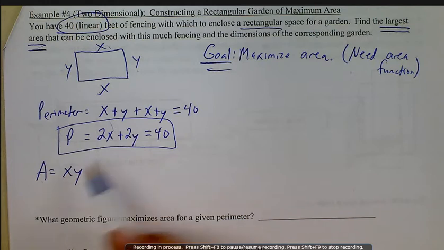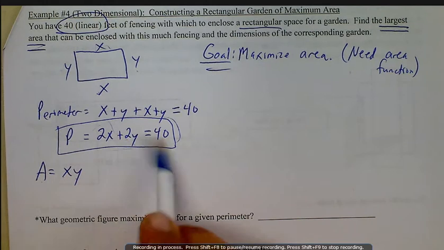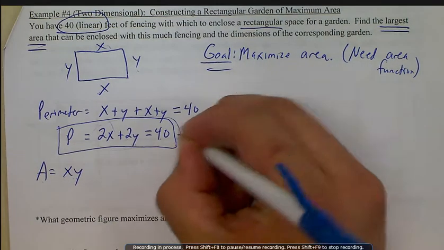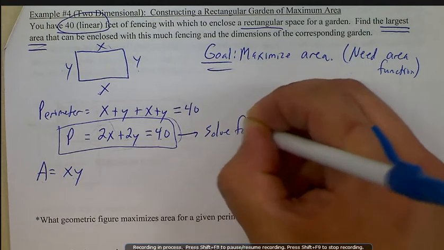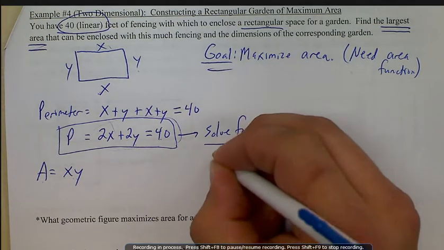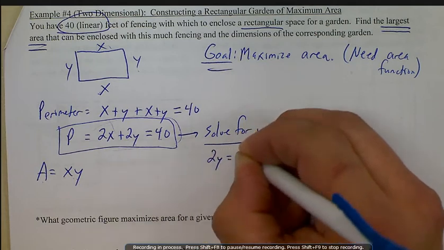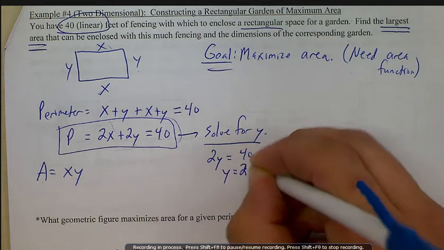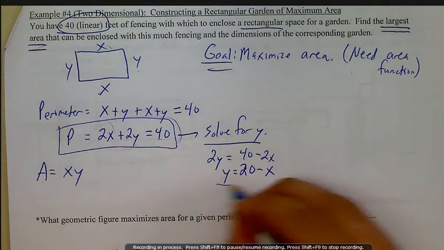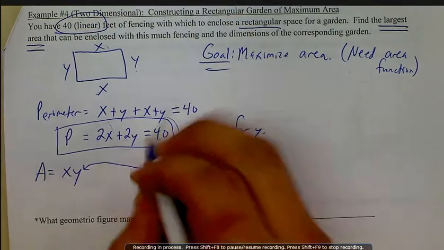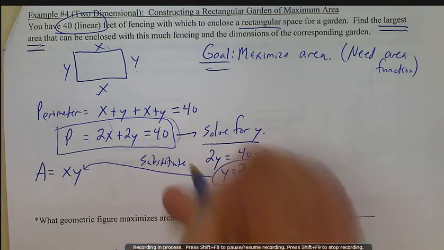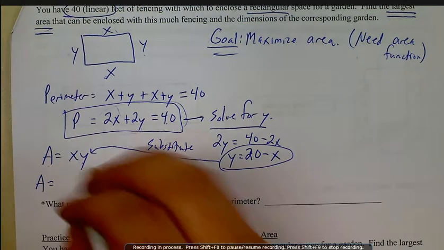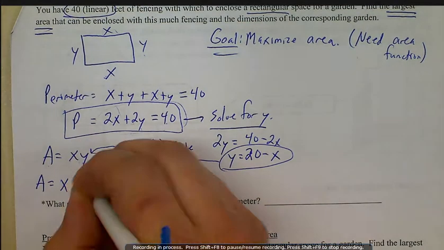So for example, I solve one of these for y. I have 2y equals 40 minus 2x, so y equals 20 minus x. I'm going to take this and substitute in for y. So now instead of area being x times y, area is x times (20 minus x), which gives me an area of 20x minus x squared.